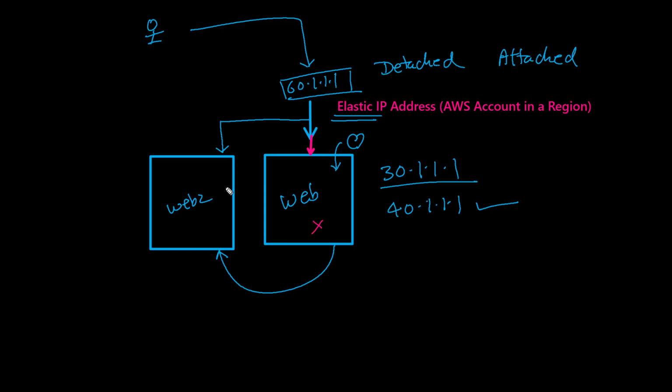We will talk about something called auto scaling group and load balancer, which will take care of these things in a much more modern way rather than detach and attach. But just in case needed, you could have an elastic IP address detached and attached. So let me show you this here in the console.